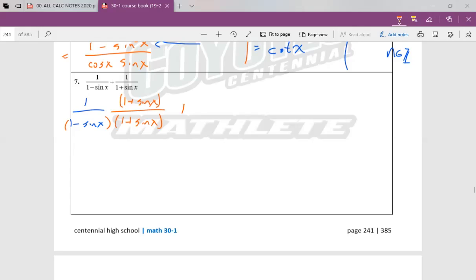This is being added to the original part, which was 1 over 1 plus sine x. I'm going to now get a common denominator, and I'm going to multiply this by 1 minus sine x, both up and down.